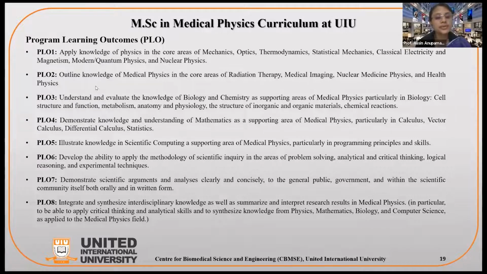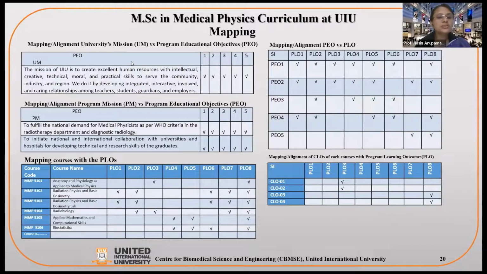So here you see we have a university mission. This is the university mission, and this is the PO. We have to first align whether our PEO aligns with the university mission. Also, the PEO will align with the PM, that means program missions.